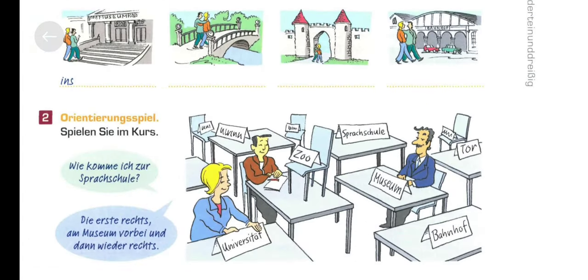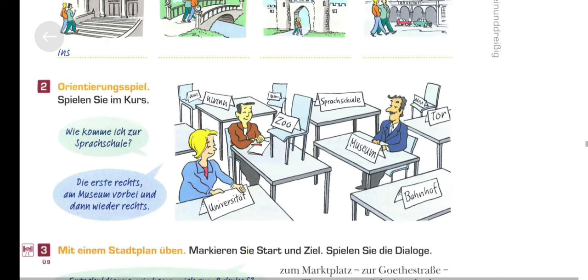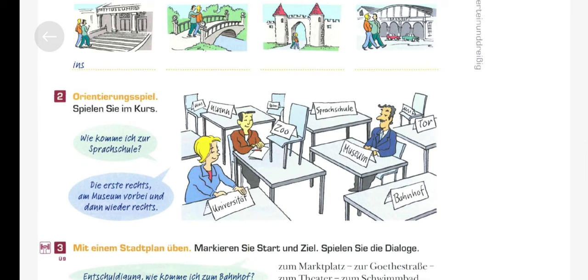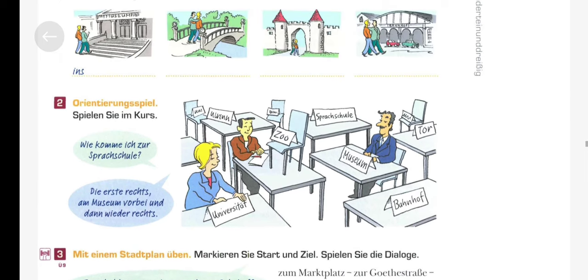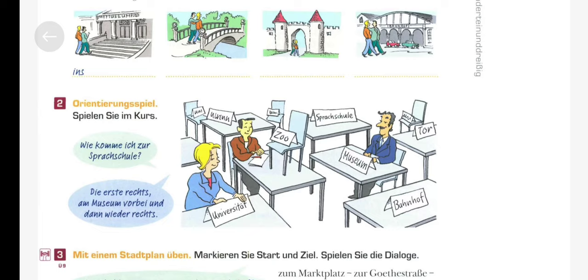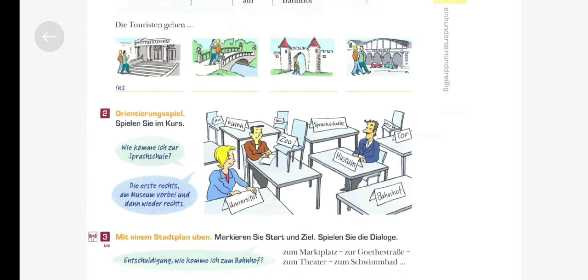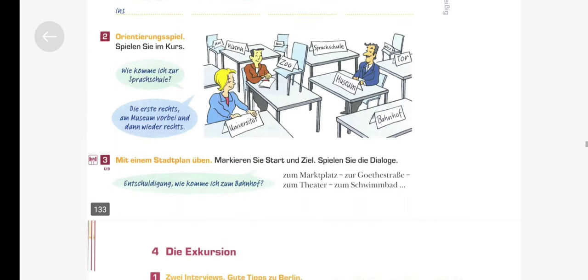Next is Orientierungsspiel. Spielen Sie im Kurs. Wie komme ich zur Sprachschule? Okay, you have to tell your way how you will come to the language school, or you will come to the museum. So they are telling how they came, right and left and all the things. So by using rechts, links, geradeaus, you have to describe your way towards the Sprachschule, to the zoo, to the museum, to the Bahnhof, to the university, anywhere.